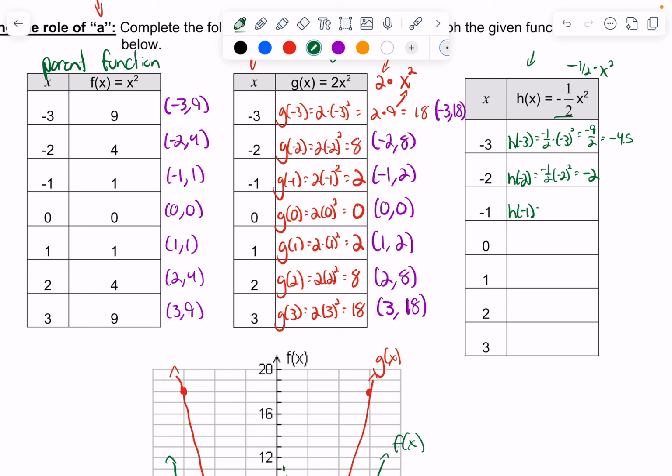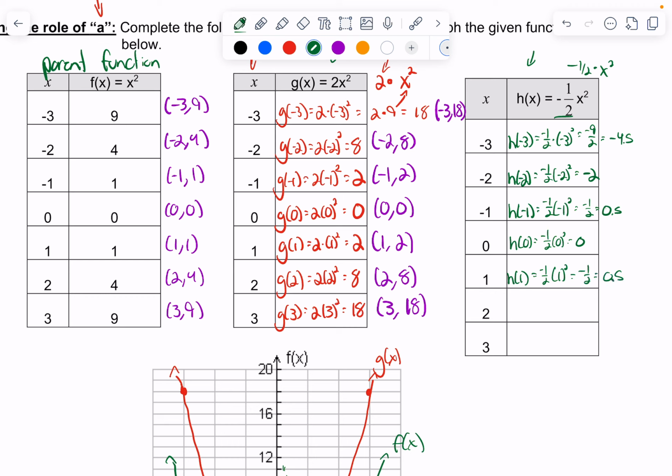H of minus 1 is negative 1/2 times minus 1 squared. So that would give you 1. Times it by 1/2, again, it would give you minus 1/2, but put that into a decimal so we can plot it. Minus 0.5. H of 0, negative 1/2, 0 squared is 0. H of 1, negative 1/2, 1 squared is minus 1/2, decimal, minus 0.5.